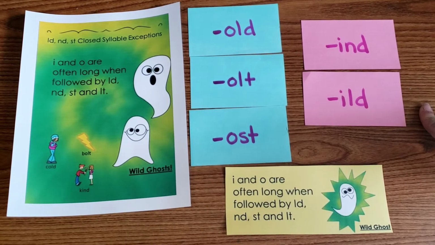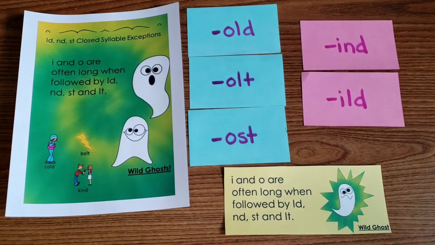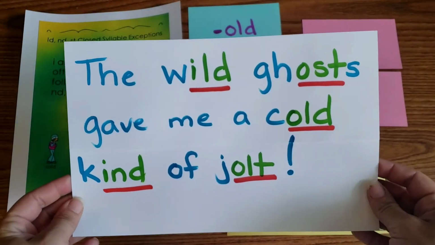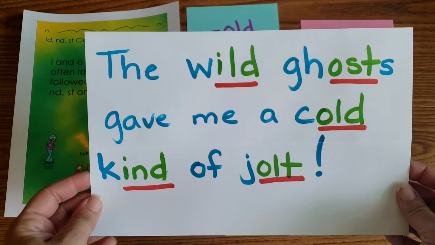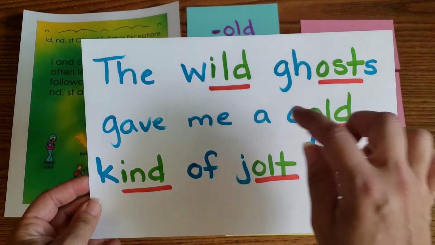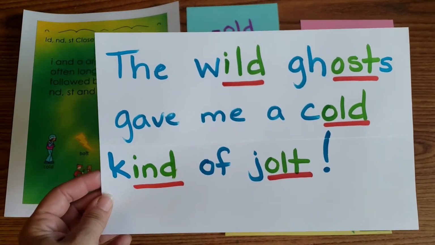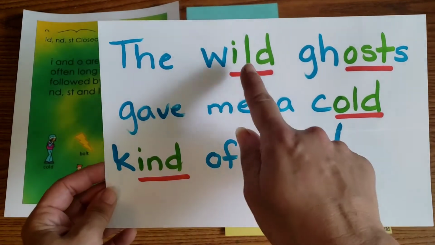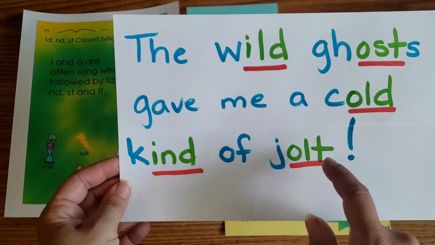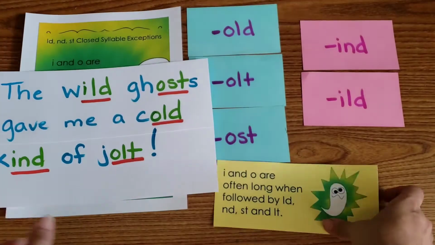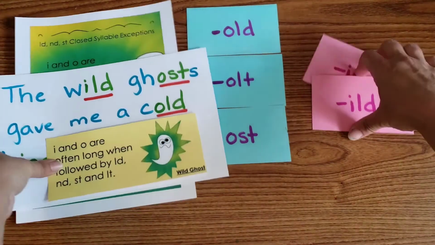ILD, wild, ild. Okay? Here's a sentence that helps me remember. The wild ghosts gave me a cold kind of jolt. So in this sentence, I used one of each of our exceptions, our ILD, OST, OLD, IND, and OLT. Okay, so those are our exceptions.